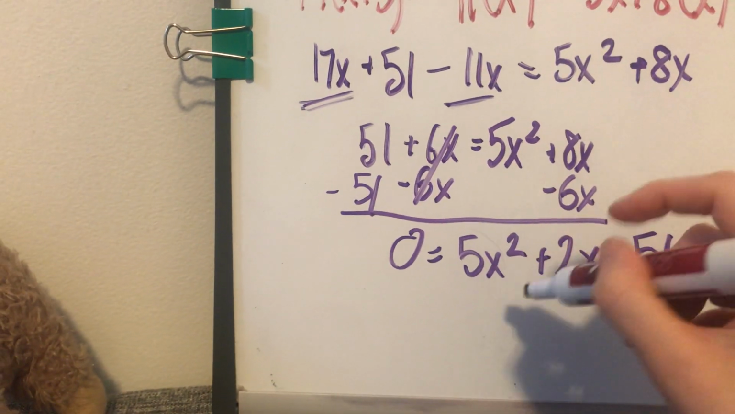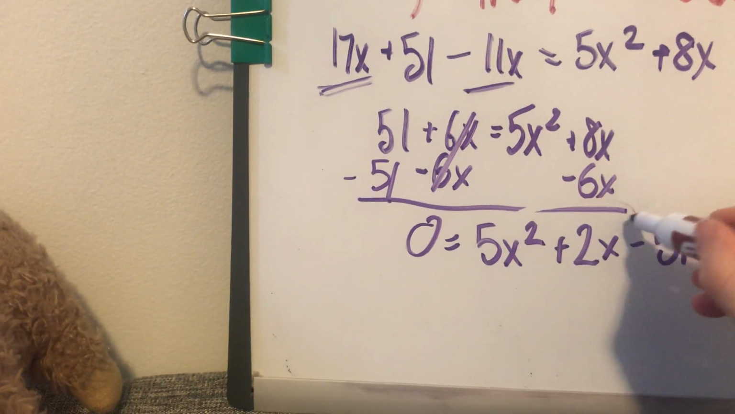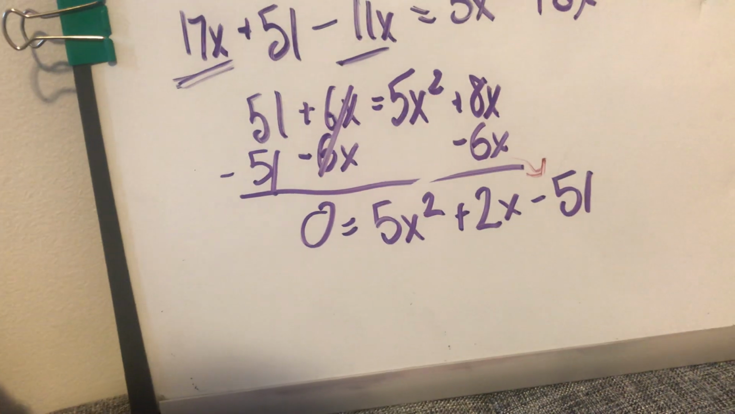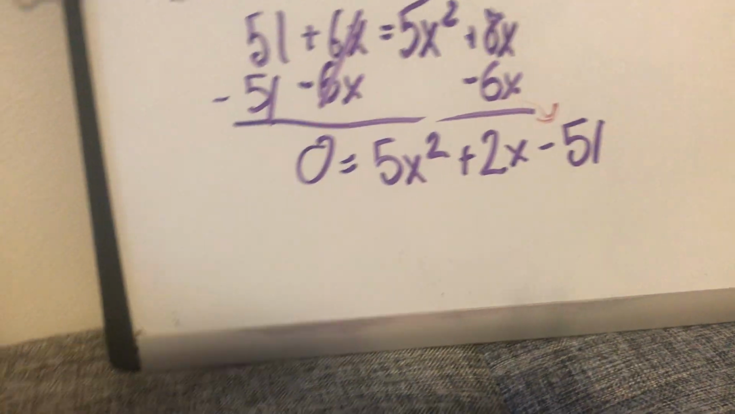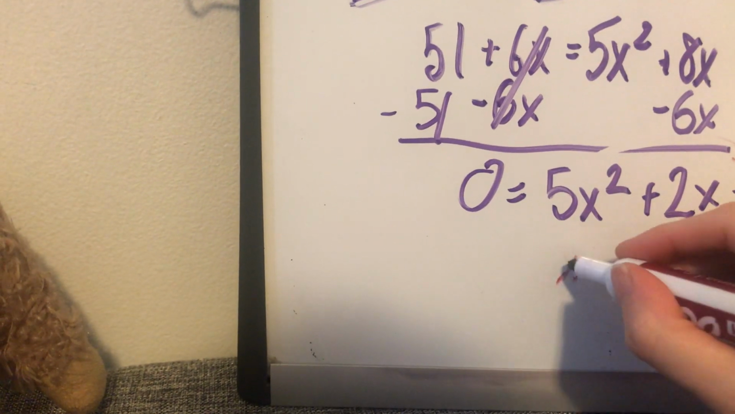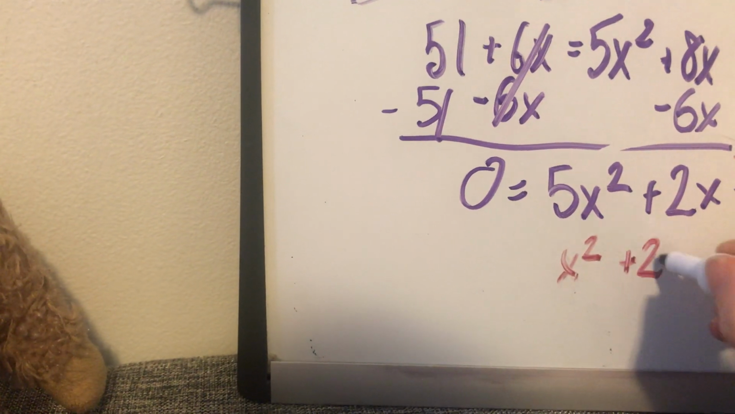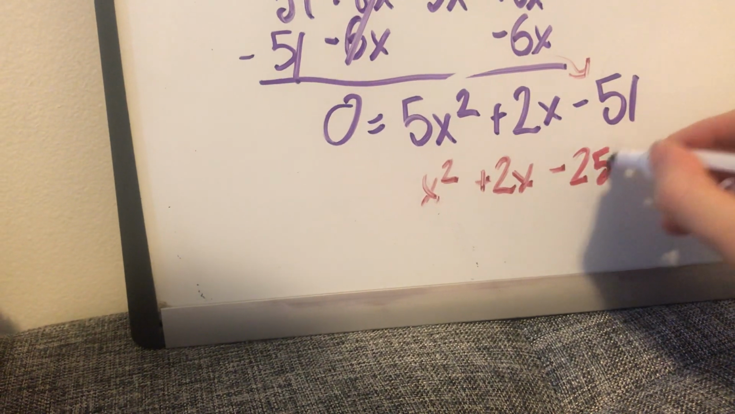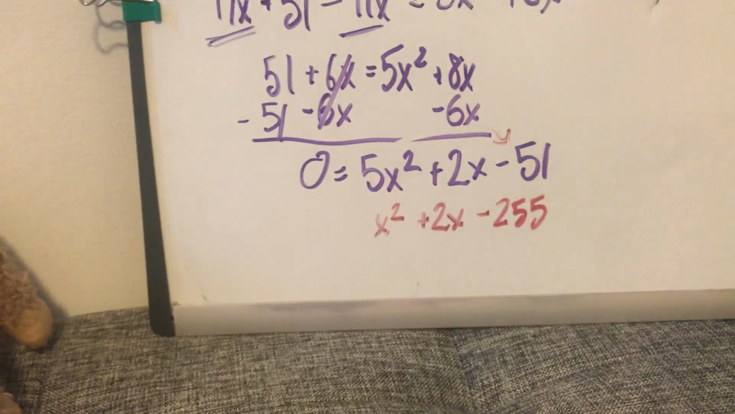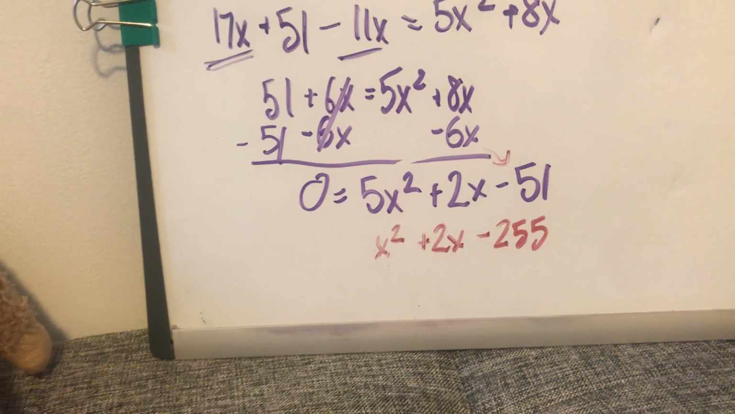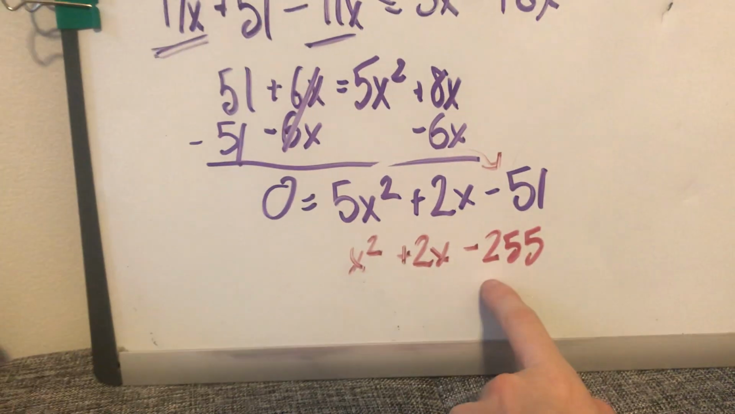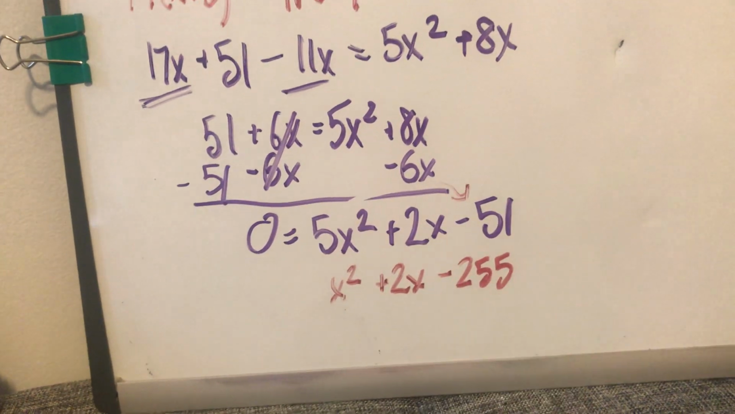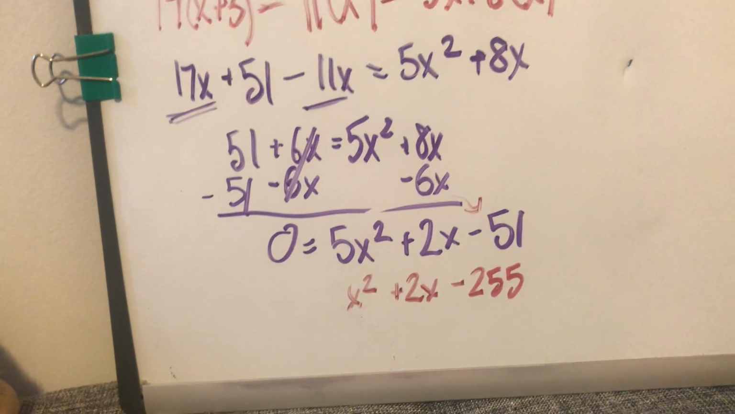I'm going to take my a value and multiply it with my c, so I'm going to do 5 times negative 51. And I'm going to have x squared plus 2x minus 255. Now this looks like the good old ABC method. I already know you're thinking in your head, negative 255, that's a massive number to think of factors for. So remember your shortcut.